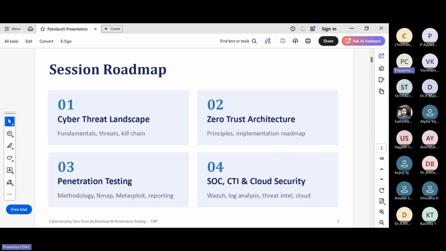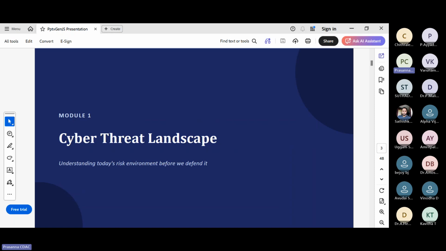So this is the agenda for the day. We will be looking into the cyber threat landscape, zero trust architecture, penetration testing, SOC, and something on cloud security. Now we will start with cybersecurity. This is the cybersecurity landscape.